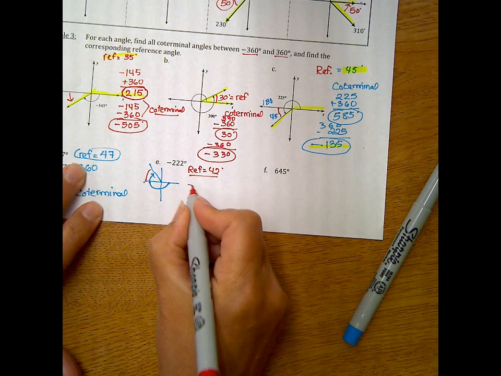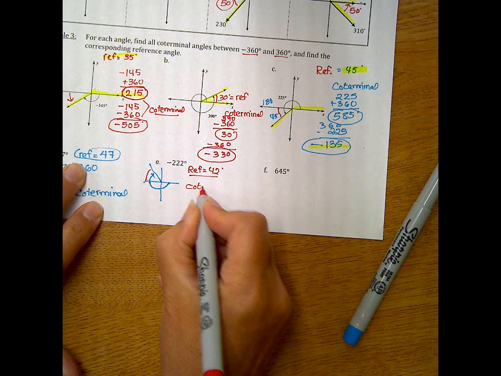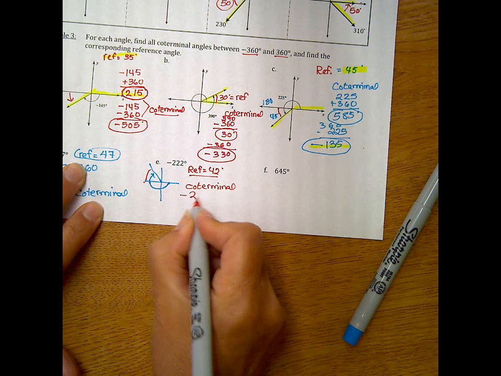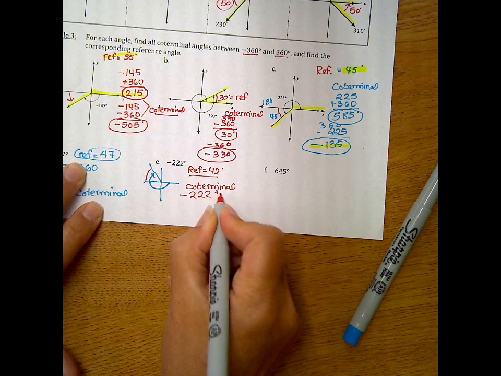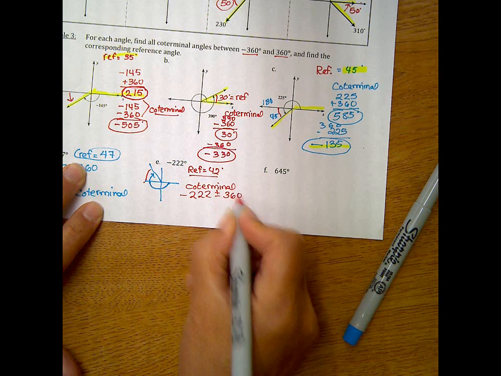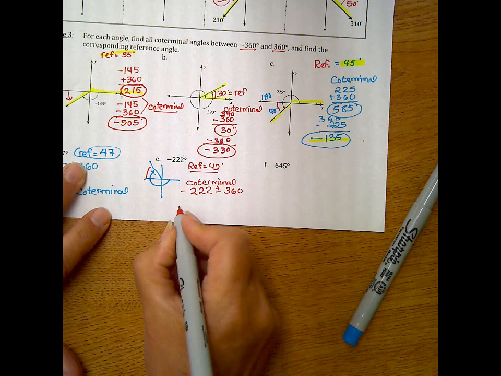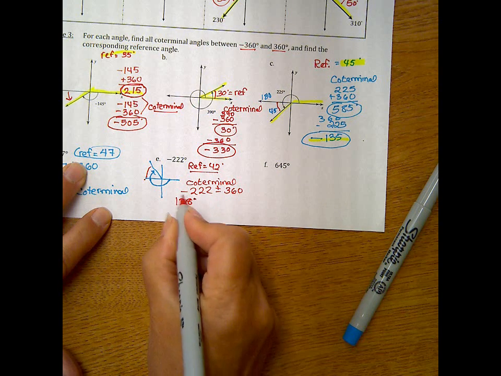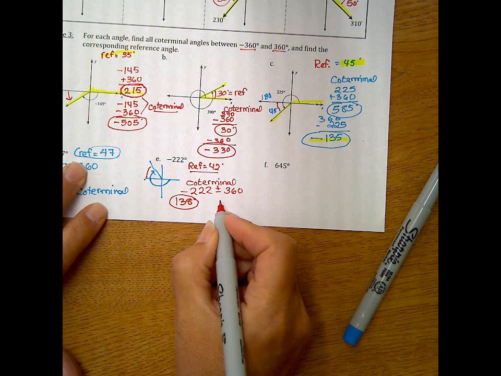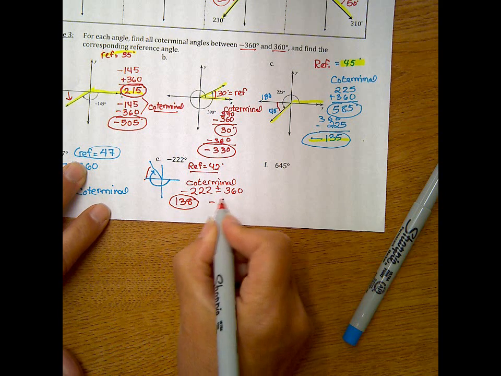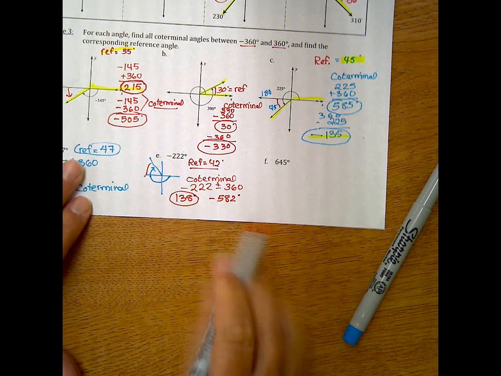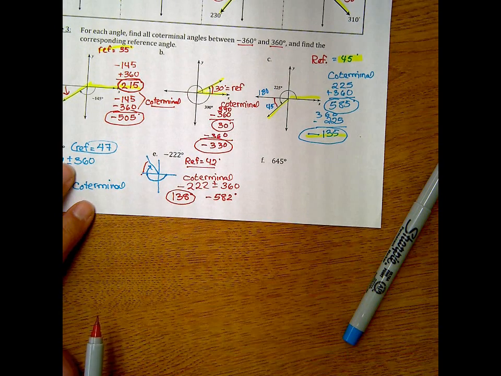So my coterminal angles, I'm going to take negative 222 and add and subtract 360 degrees as many times as I want to. And I think I'd get 138 degrees if I add. And if I subtract, I get negative 582 degrees, which of course is outside the range I was asked for. So there's my answer, 138.